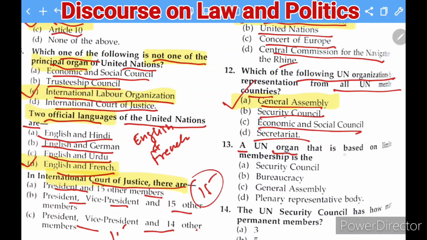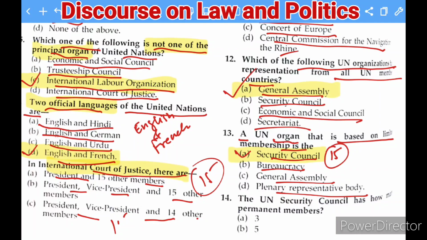A UN organ that is based on limited membership is... The options given here: Security Council, Bureaucracy, General Assembly, Plenary Representative Body. These are the four options, so give your answer. You all know, as I just illustrated, that the Security Council is a body where only 15 members are a part of it. So it is a kind of very selected, limited membership.